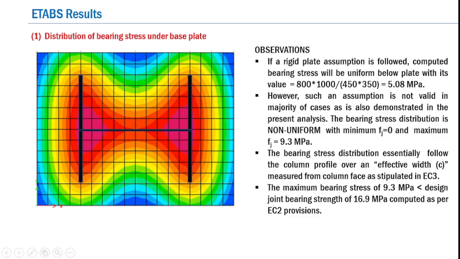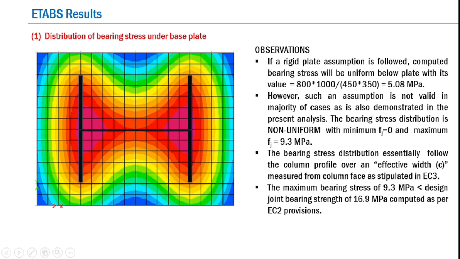Accordingly, the uniform bearing stress will be 800 into 1000, that is in newtons, divided by 450 into 350, that is 5.08 MPa. So this is one approach that is followed in some of the codes, wherein a rigid plate assumption is followed, and accordingly the bearing stress is assumed to be uniform below the base plate. And in such a case, the value of this bearing stress will be 5.08 MPa.